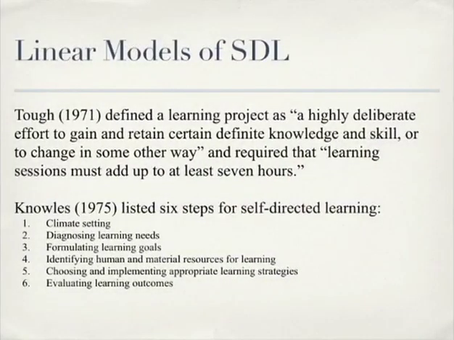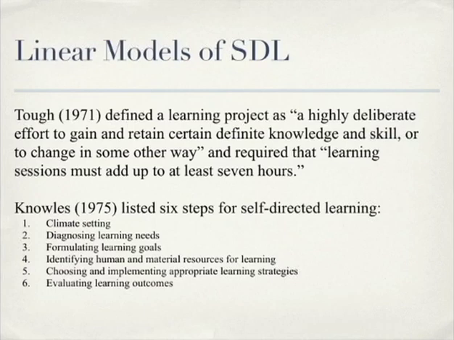As discussed in the first video podcast in this series, the University of Toronto's Alan Tough conducted the earliest formal research into self-directed learning. His research found that 70% of all learning projects undertaken by adults were planned by the learners themselves. Tough defined a learning project as, quote, a highly deliberate effort to gain and retain certain definite knowledge and skill or to change in some other way, end quote, and required that, quote, learning sessions must add up to at least 7 hours, end quote. His research suggested a linear stage process through which learners progress towards their goals.